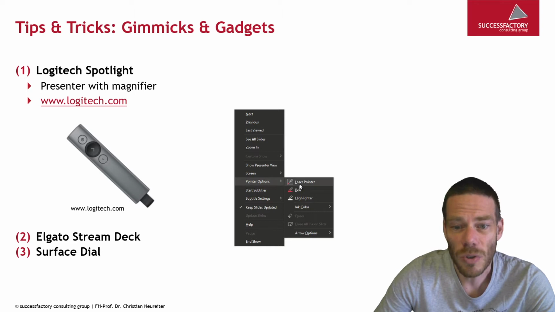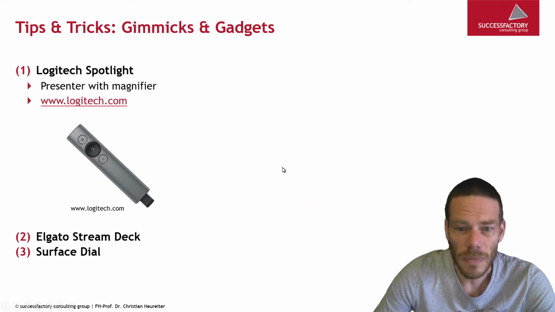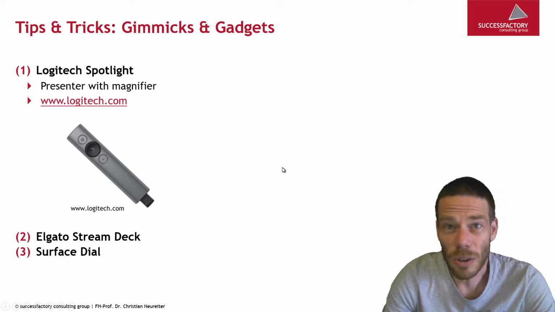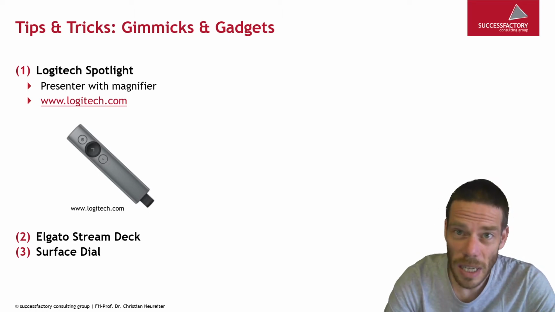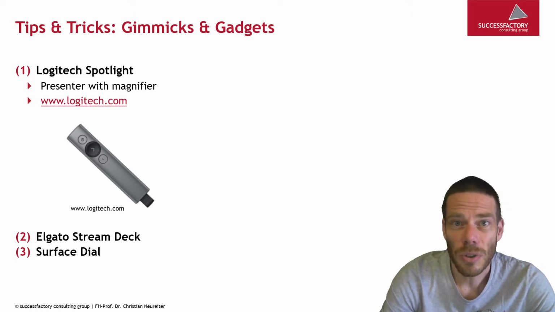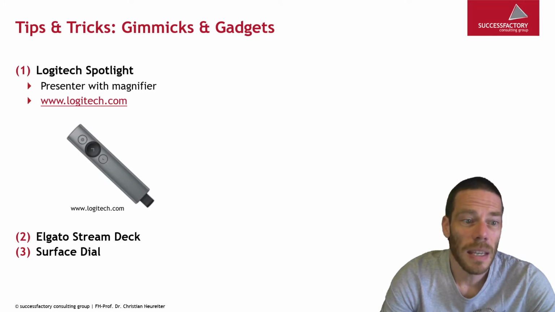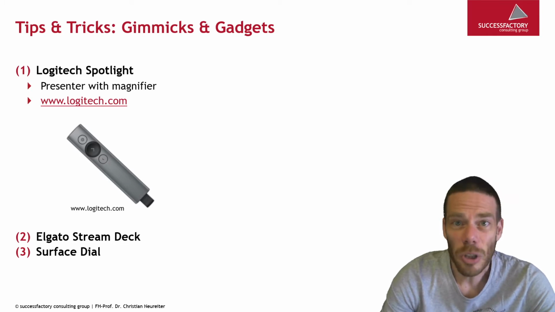So if you want to show something in another tool, like, I don't know, you're working with source code or something else, then you still have to go back to the mouse cursor. And this is where the Logitech Spotlight presenter comes into place.